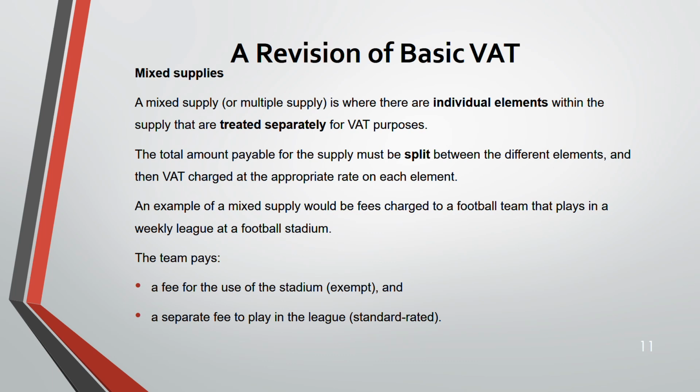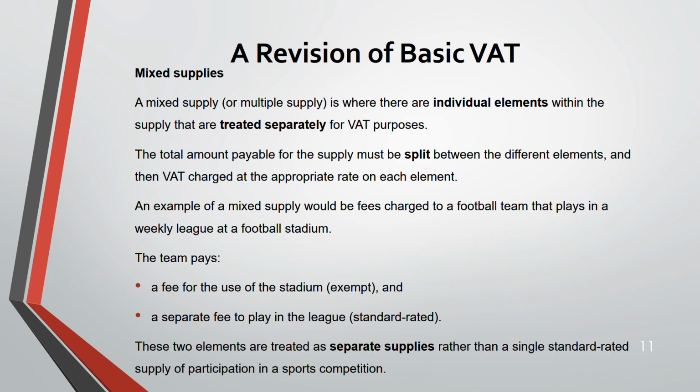So you see, two are in one. It's one big supply, but the fee for the stadium is exempt and the separate fee to play in the league is standard rated, 20%. That's why these two elements have to be treated as separate supplies rather than a single standard rated supply. You can't take them together and apply 20%. No. Okay.